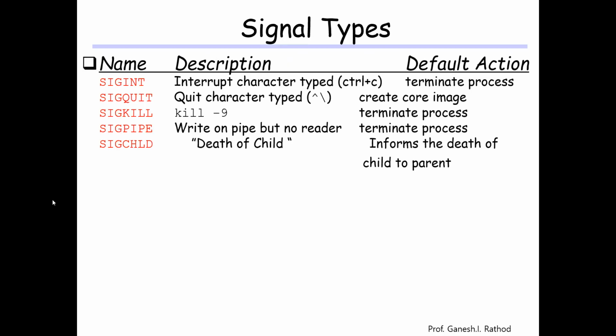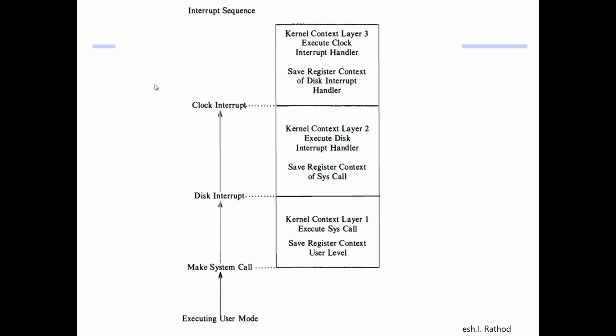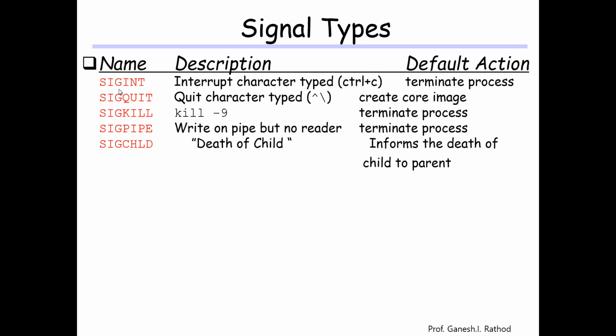Here are a few examples of signals. Whenever I press Ctrl C, a signal called SIGINT is sent to the process. SIGINT is the signal from the keyboard interrupt. Whenever the keyboard interrupt signal arrives, the basic default action for that is to terminate the process.